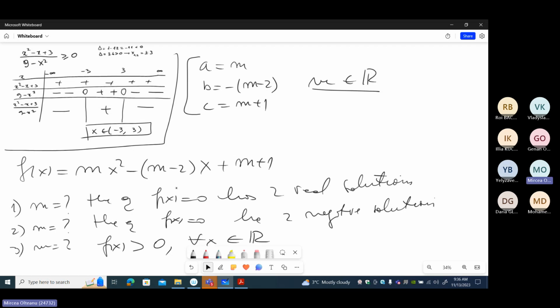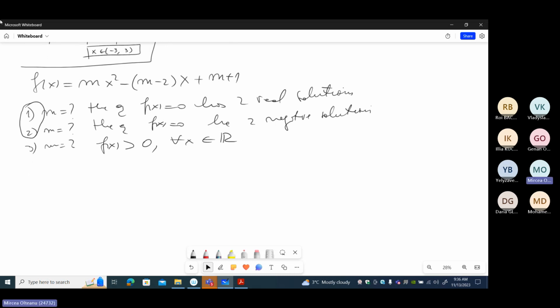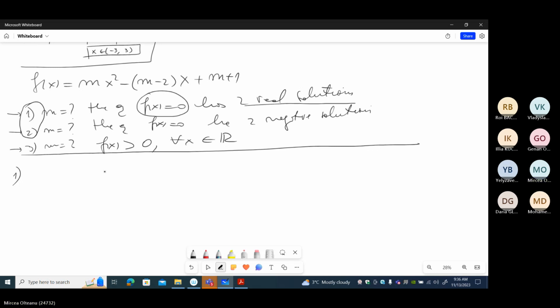I emphasize that the first two questions are about the equation f of x equals 0, while the last question is about the function. So we don't make a confusion between the function and the equation. Okay, so now the solution. The first question: the theory tells us when a quadratic equation has two real solutions. When does this happen? Who can tell me?